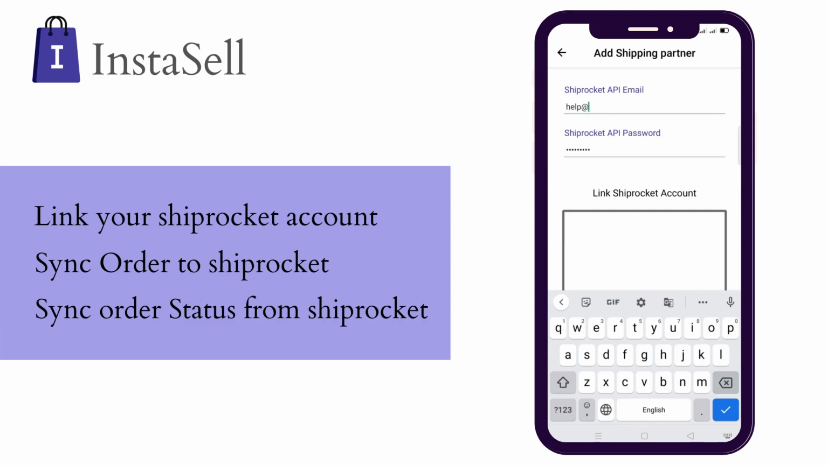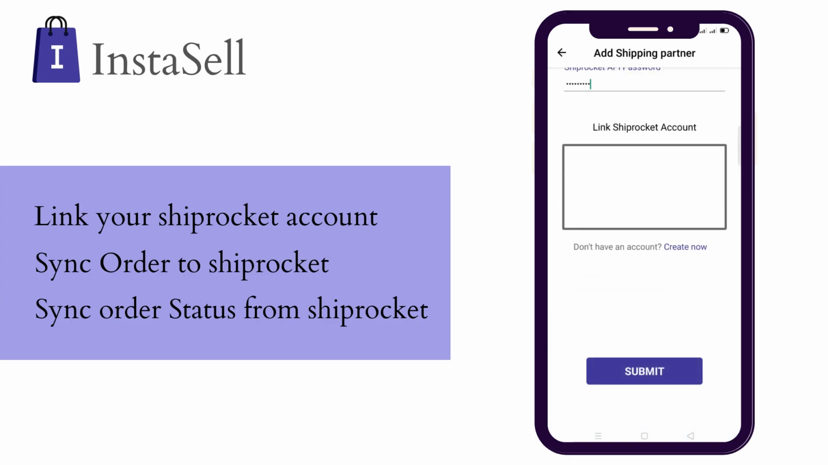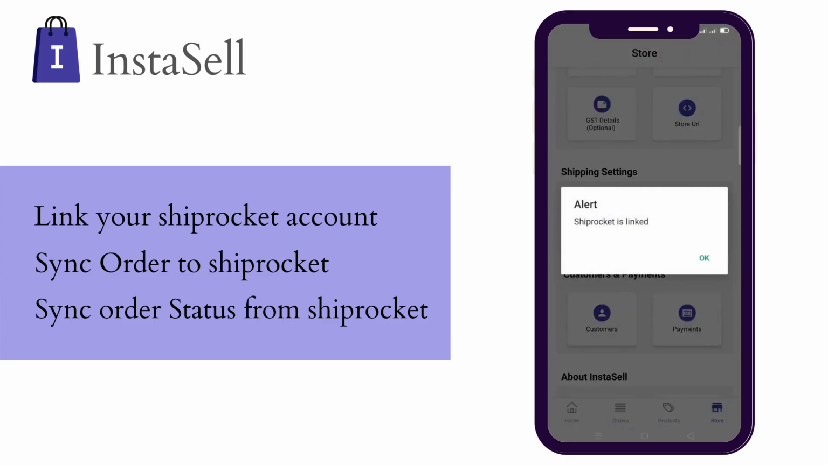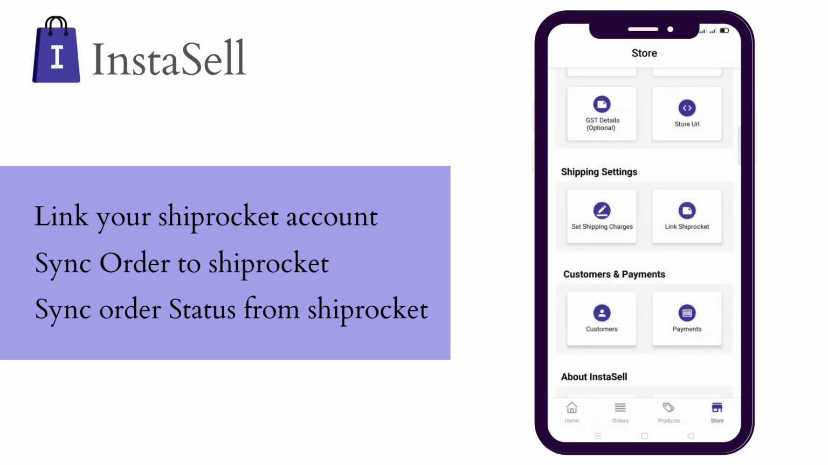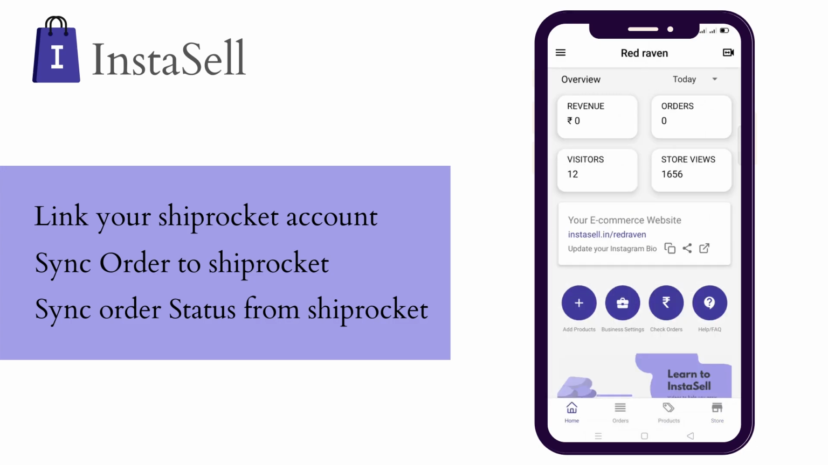You have to enter the email and password that you just created inside the ShipRocket panel. We created the email as contact@instacell.in, and then you have to enter the password that you had mentioned and click on submit. Once you click on submit, you will see an alert like this saying your ShipRocket is linked. This means from now on, if you get any orders on your online website, that order would be automatically sent to your ShipRocket panel, from which you can create labels and then ship your order.